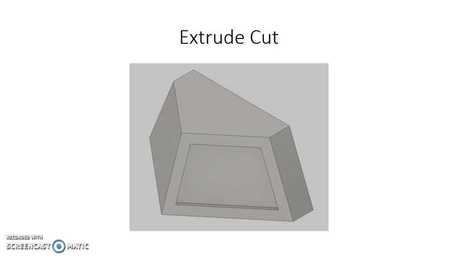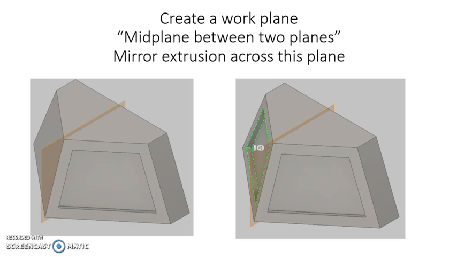The next step here, for me, would be to create a mid-plane between two planes. What I do is I create a work plane. I choose the drop-down option that says mid-plane between two planes, and I'm going to choose this diagonal feature over here and its counterpart on the opposite side, and that creates a work plane right down the middle of my cow catcher. After I do that, I'm able to mirror this extrude cut over to the other side using this work plane as my mirror plane.